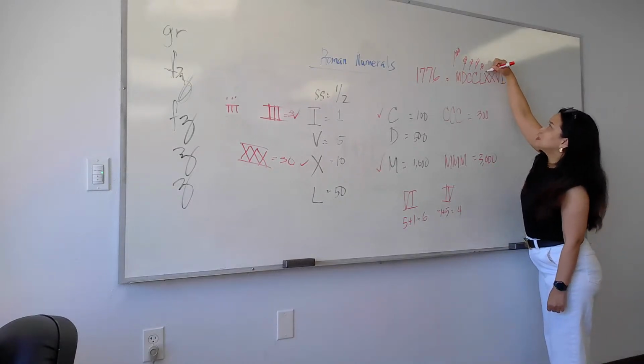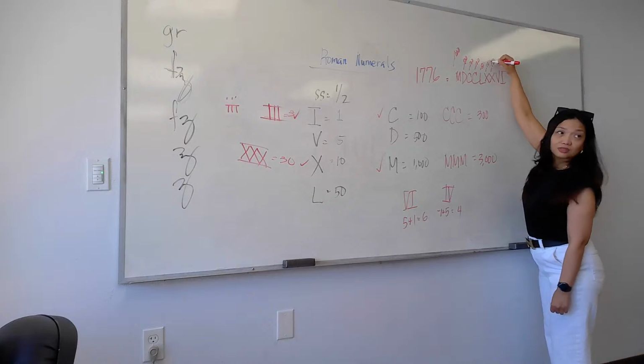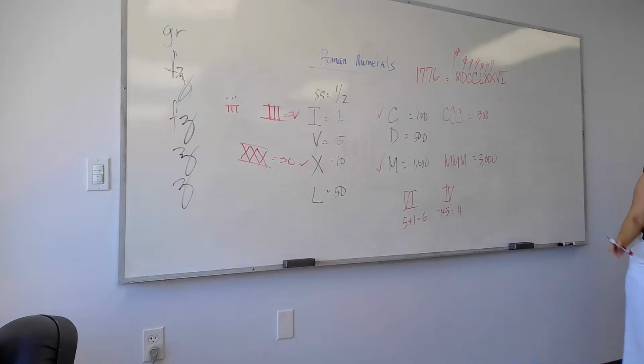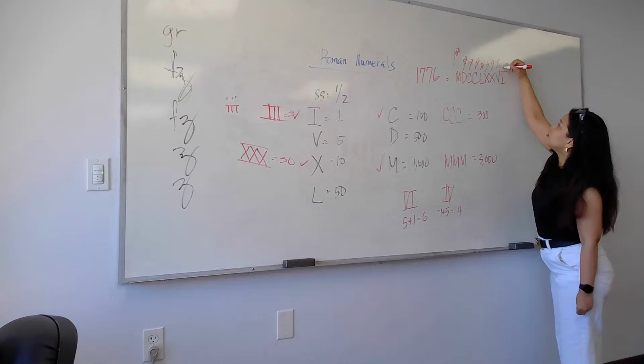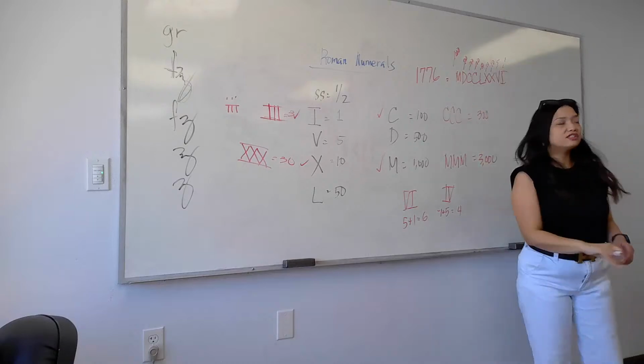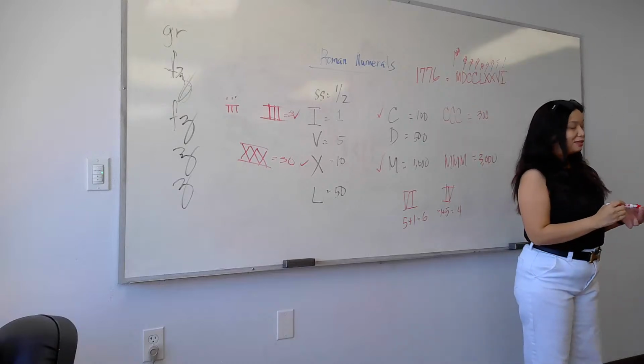This one is a 50. This one is a 10, and this one is a 10. There goes your 70, right? And this is your 5, and this is your 1. There's your 1776.